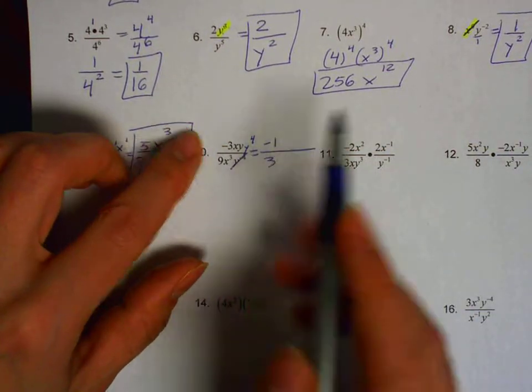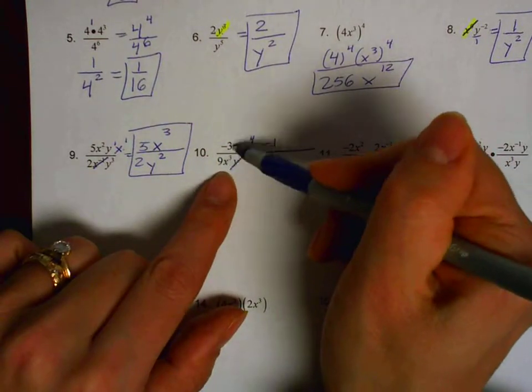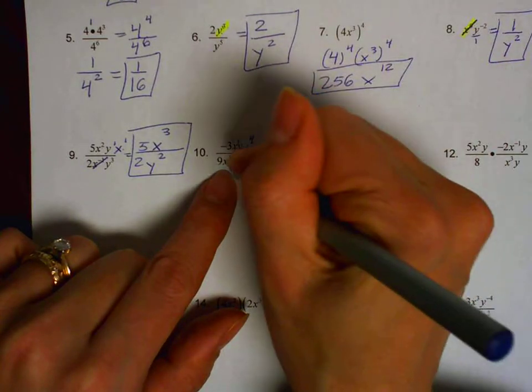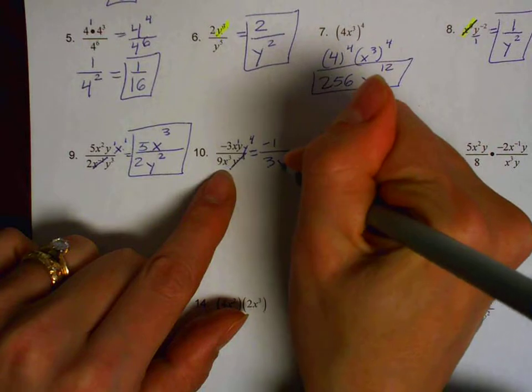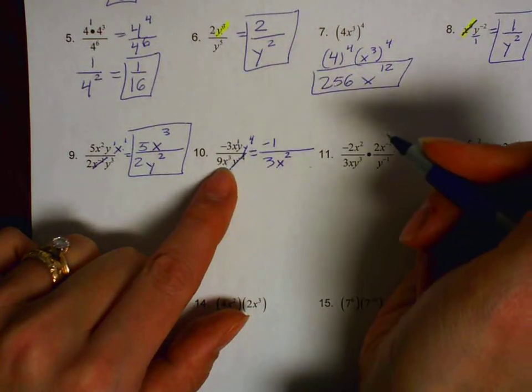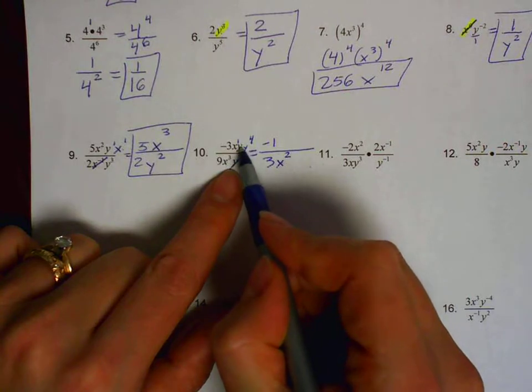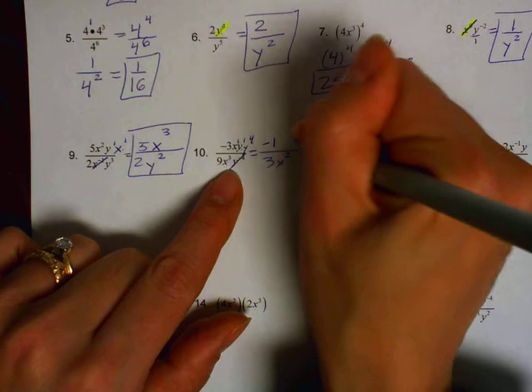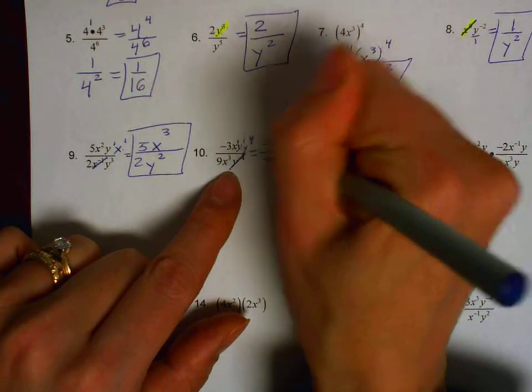And now I see I have x's here. There's 1 x on top and 3 on the bottom. So since I have more on the bottom, I know my x is going to go on the bottom, and 3 minus 1 is 2. And then my y's, I have 1y times 4y. So y to the 1 times y to the 4th, keep the base, add the exponents.